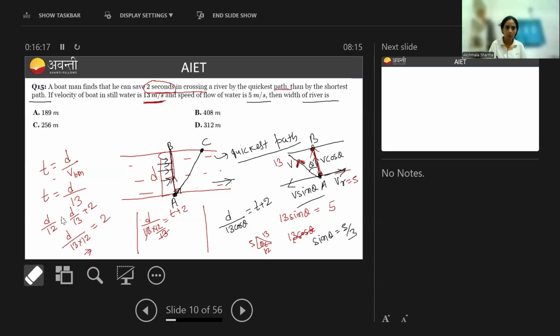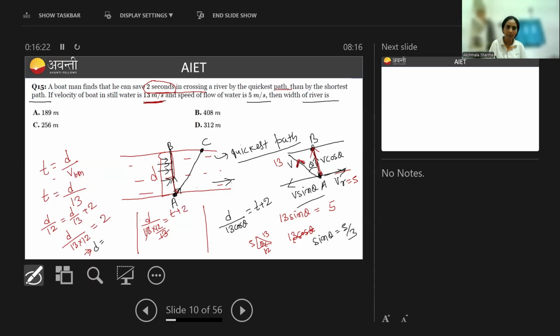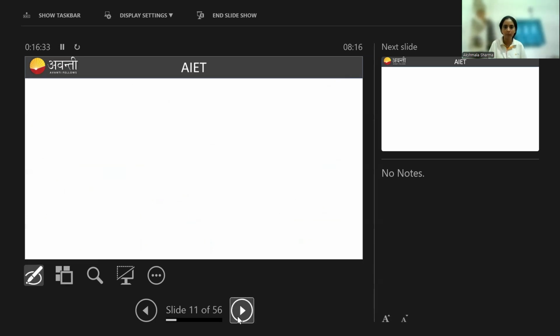So what will be the answer? 13 into 12, d equal to, आप लिख लो, 12 into 2 will become 24. 24 into 13, if you do, you will get 312 meters. So the correct answer will be what? It will be B. Just the calculation. Now this is this. Now let's move on to the next.